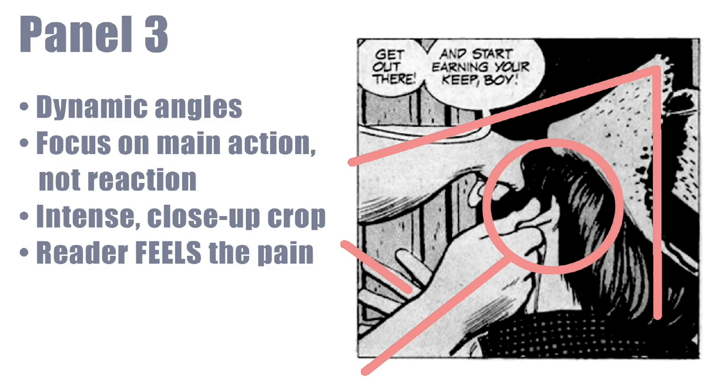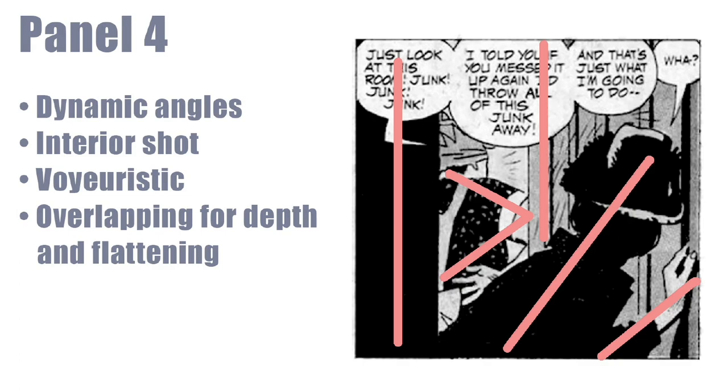Instead, I am in that kid's position and I feel it more than I would if I were just observing it or watching it. At least that's my take on it. Panel 4. Again, lots of dynamic angles. He's got verticals, strong verticals throughout here with the door jamb and the door, but then the angles and diagonals within both of the figures.